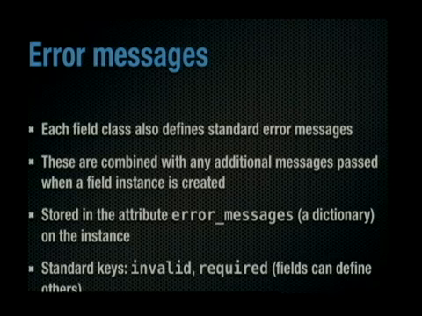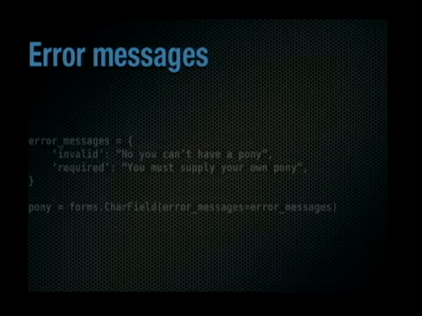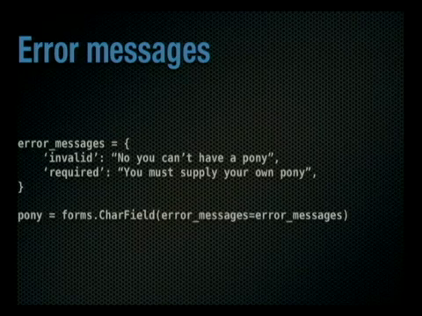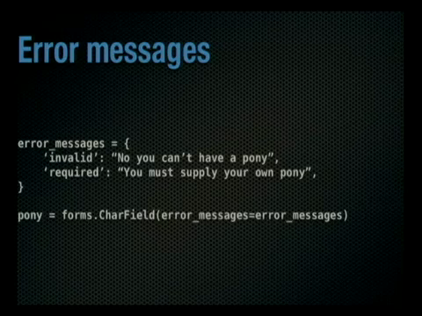Basically, any form field can define other keys. Documentation goes over all of them. This is pretty much what it looks like. Let's say you wanted to pass your own error messages into this field. This is how you would do it. Build your error messages dictionary, pass it when instantiating the field, and now it will use these messages automatically instead of its own defaults.